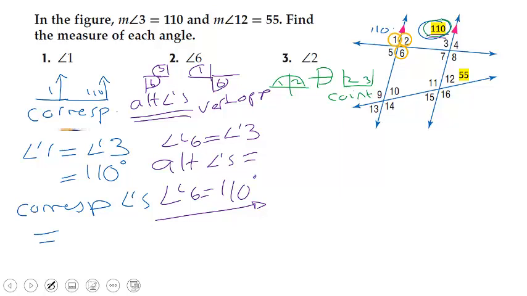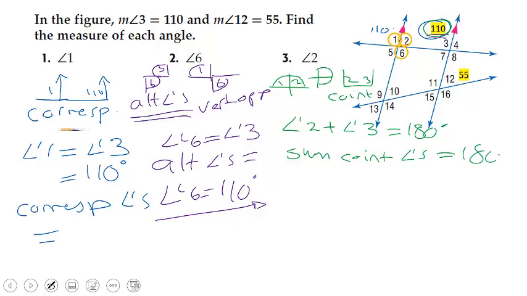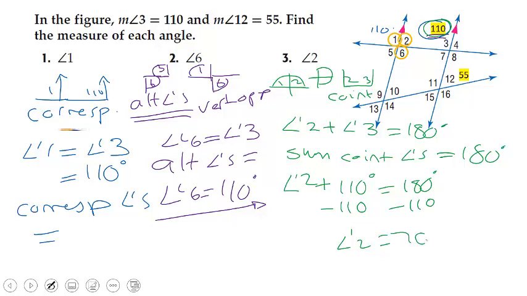So let's have a look. We're going to say angle 2 plus angle 3 equals 180 degrees. And my reason is the sum of co-interior angles is equal to 180. That's my rule. So now I'm going to say angle 2 plus angle 3's value, 110 degrees, is equal to 180 degrees. Minus 110, minus 110. Angle 2 is equal to 180 minus 110, which is 70 degrees. Angle 2 is 70. And that answers all three of my questions. Let's go to the next slide.